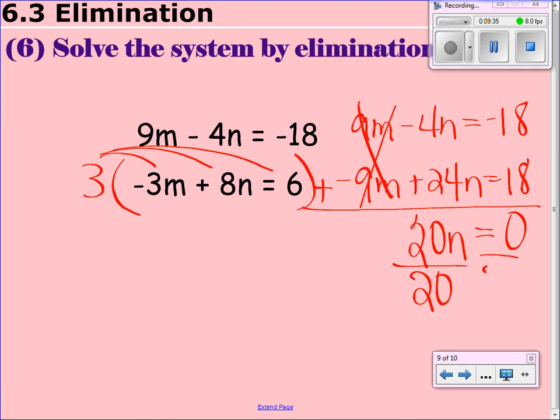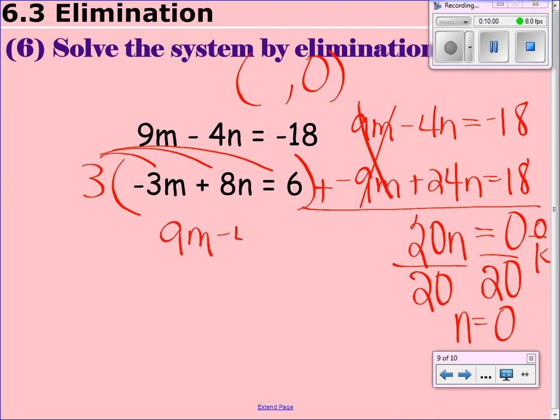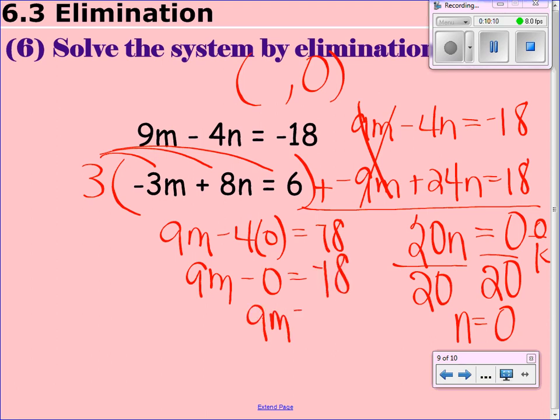20, remember you can divide by 20, you can have a 0 on top, that's okay. So what does n end up being? 0. It's okay for that to happen. Remember, you can divide a number into 0. Okay, so now we're going to take our 0 and plug it into one of the original equations. I'm just going to stick with the first one like I've been doing. So I have 9m minus 4 times 0 equals negative 18, sorry. 9m minus 0 equals negative 18. So 9m equals negative 18, so m equals negative 2.